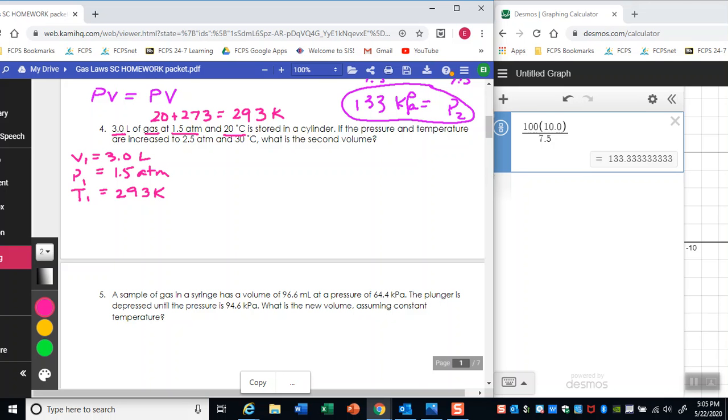Now what else have I got? It says the pressure and temperature are increased, both of them. So the pressure goes up to 2.5 atmospheres, so I have a new pressure.